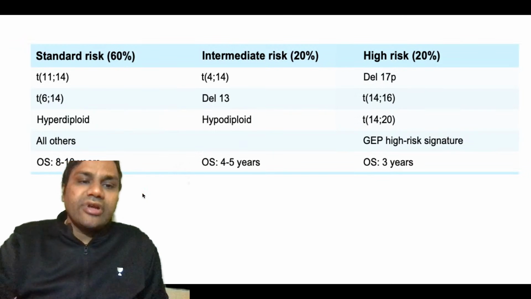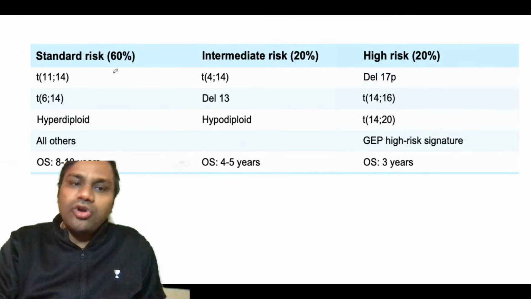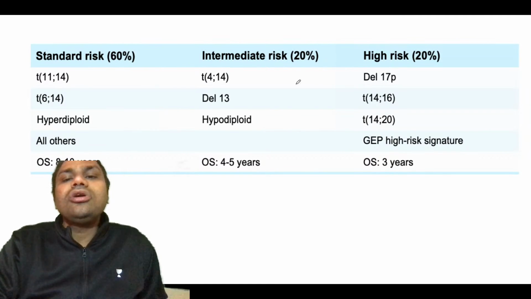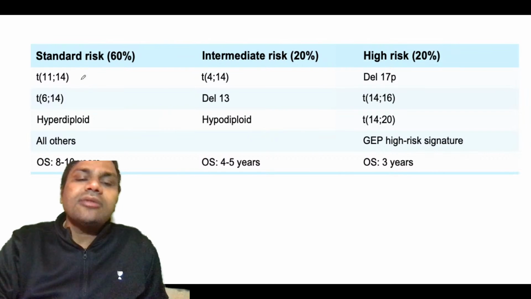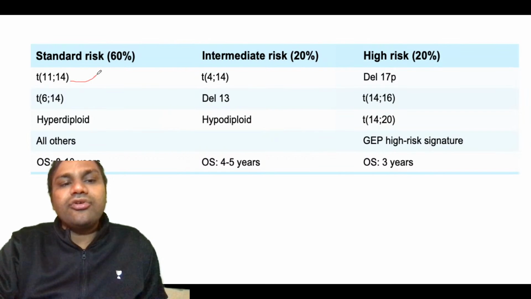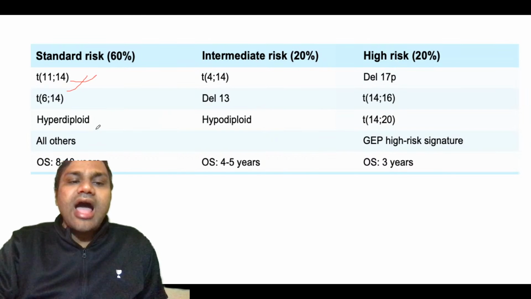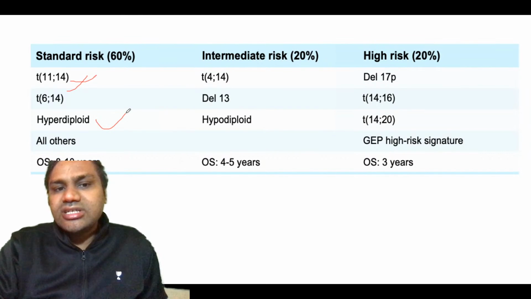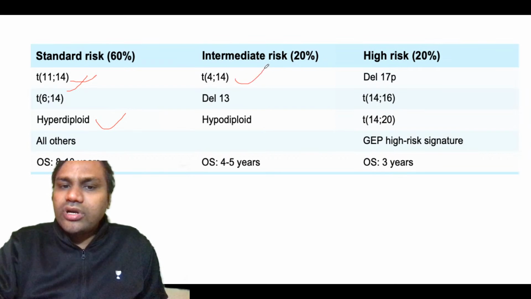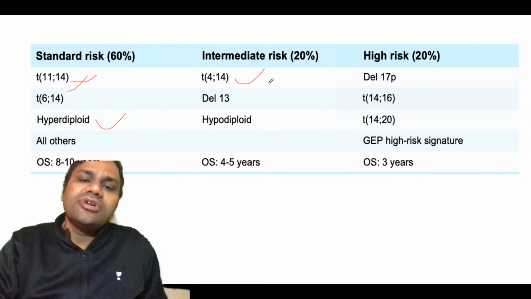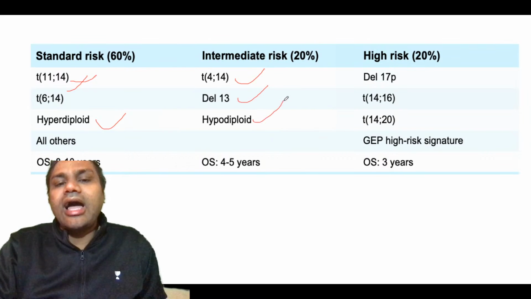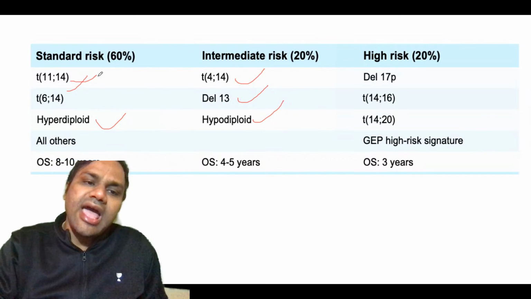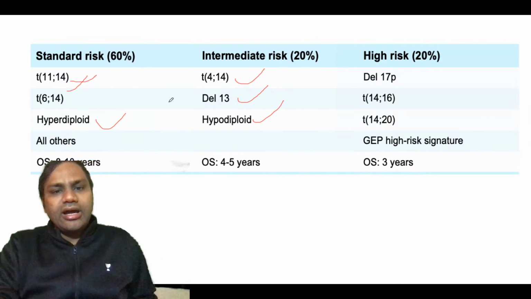Then we can define according to prognosis and according to risk. So low risk ones are those common mutations which you see, like 11-14, 6-14, hyperdiploidy. Even 4-14 is intermediate risk, a common mutation. Deletion 13 you can again see commonly, and hypodiploidy is a common mutation, so they have either very good or intermediate risk.